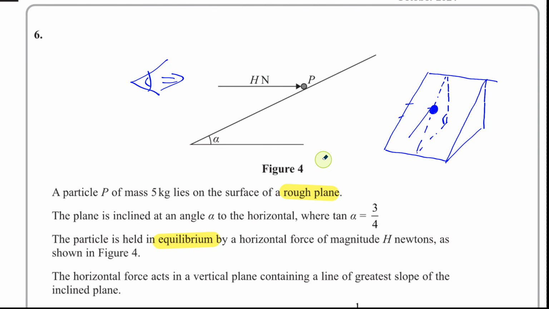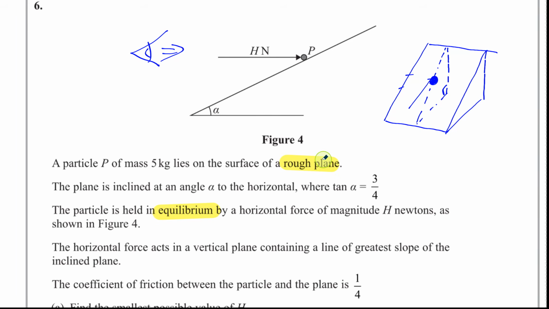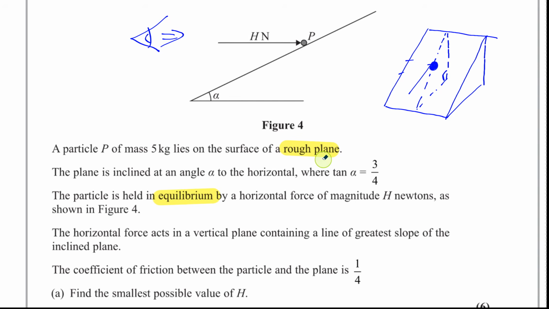All right, then it says the coefficient of friction between the particle and the plane is 1/4. And we know that the coefficient of friction has been given a symbol, which is mu. So mu is equal to 1/4. Find the smallest possible value of H, such that this thing is in equilibrium.